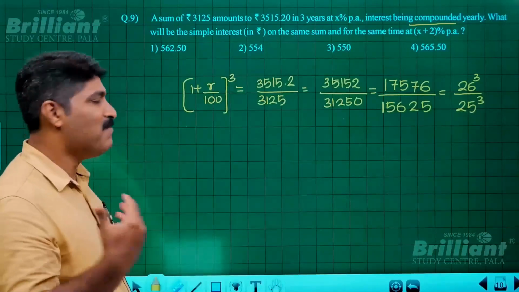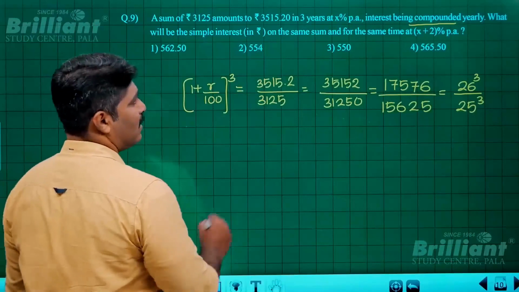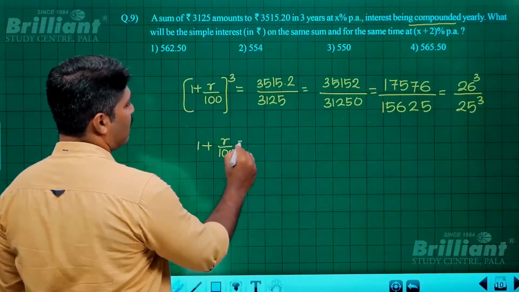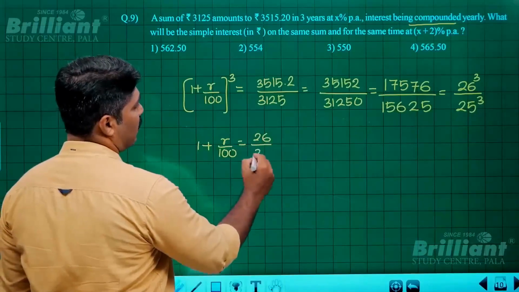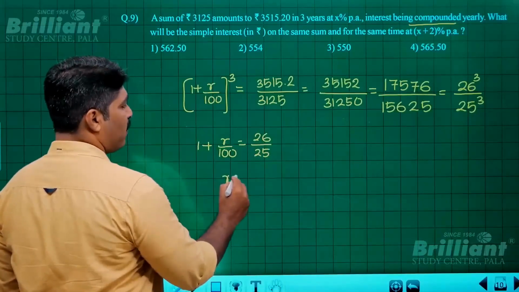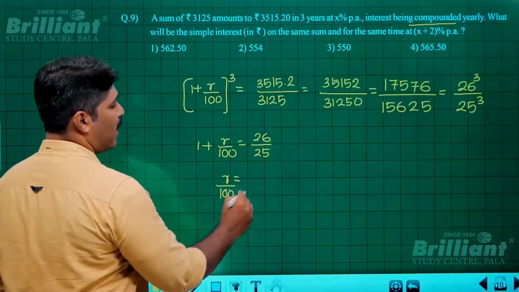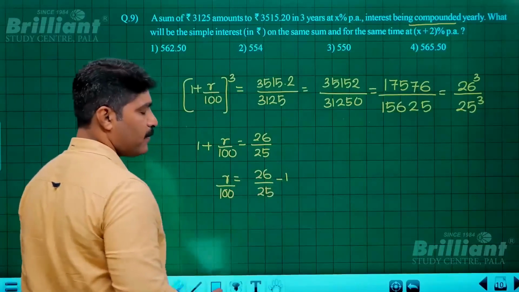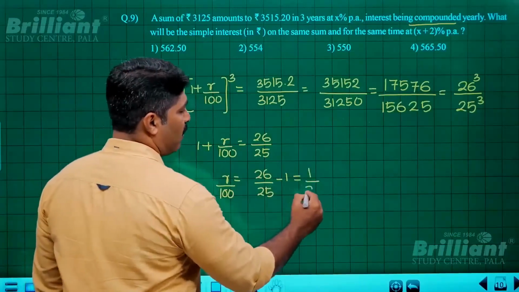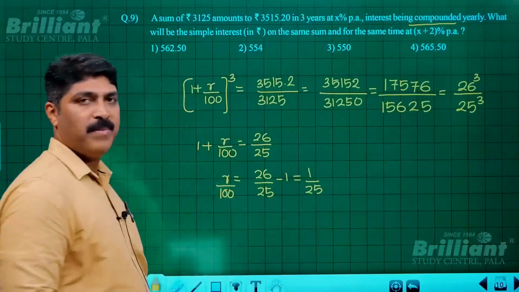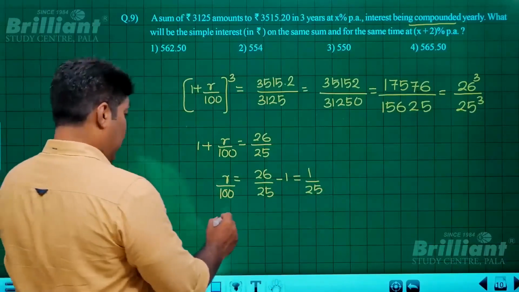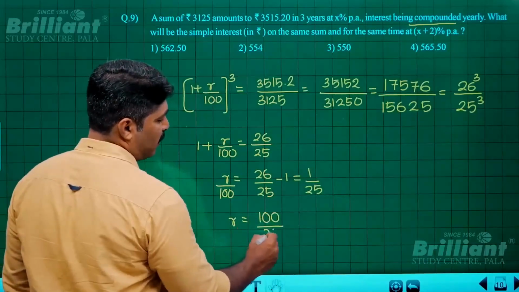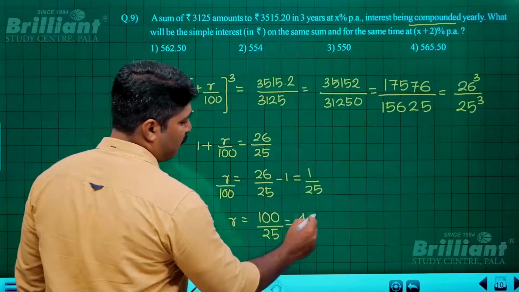If the given number is a perfect cube, then we can take the cube root on both sides. Therefore 1 plus R by 100 is simply 26 by 25. From this step we can find R by 100, which is 26 by 25 minus 1, or simply 1 by 25. If R by 100 is equal to 1 by 25, therefore R is equal to 100 by 25, which is equal to 4%.